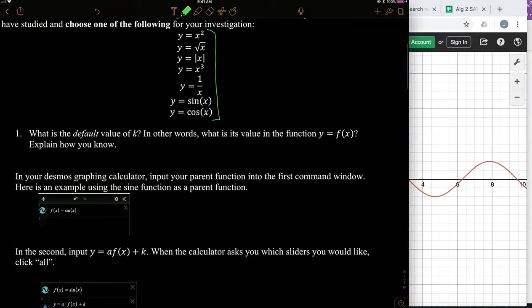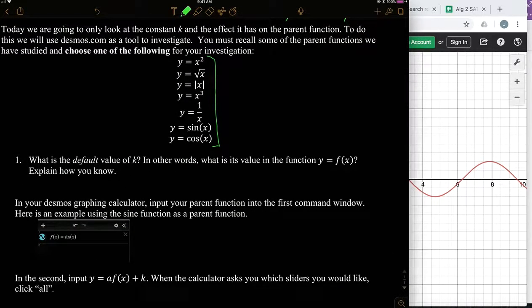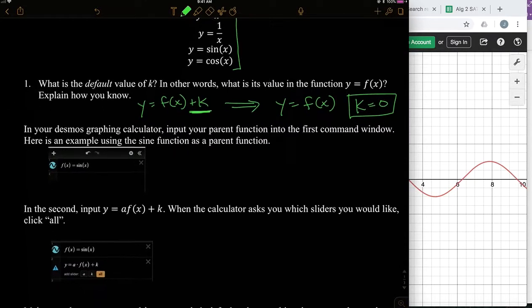All right, so first of all, what is the default value of k? If I look at just the k, y equals f of x plus k, what can I make k so that it would still be the same thing as f of x? What number would I add on that wouldn't change anything? In this case, it would be 0. K would have to be 0 to be the default value. If I have plus 0, I'm not adding anything on. It's not going to change the function.